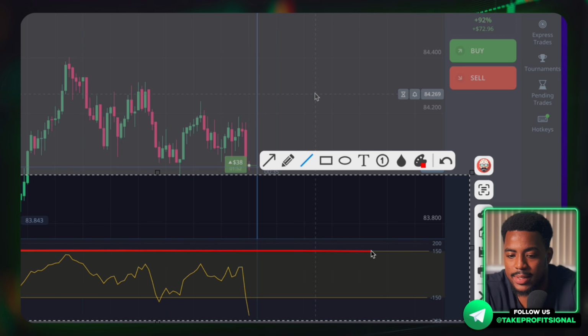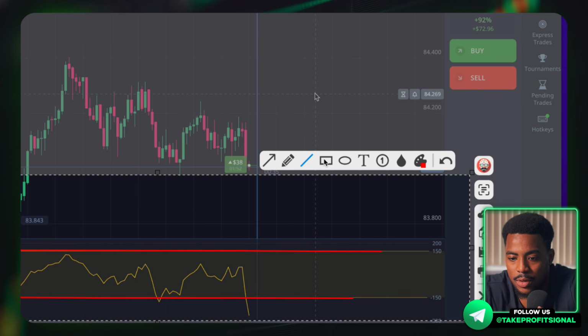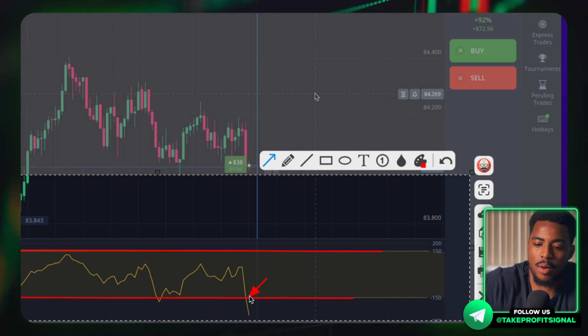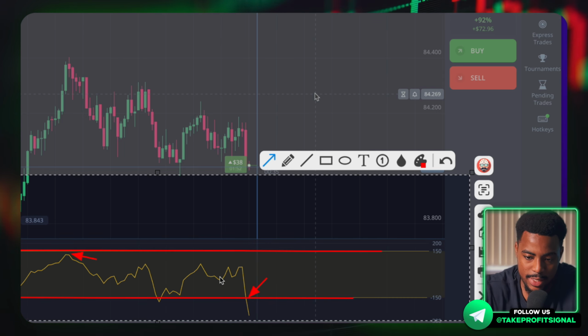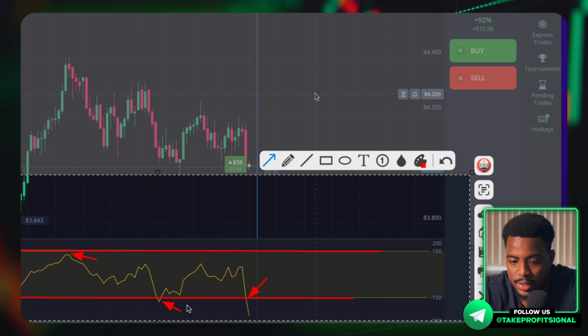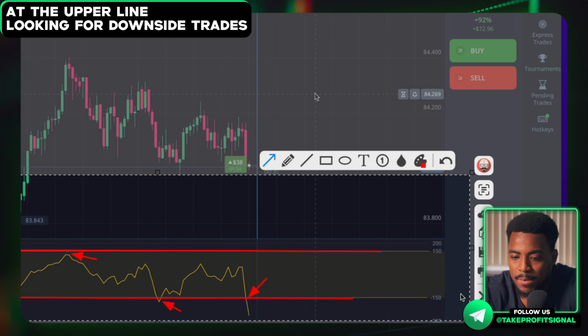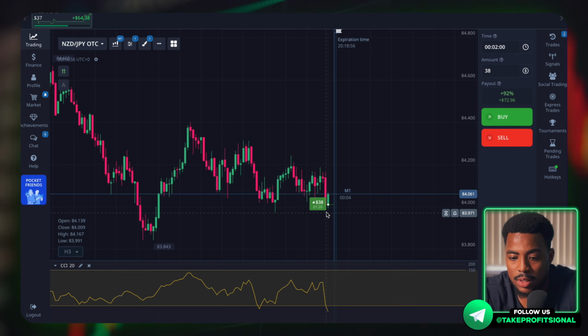This indicator has an upper line of 150 and a lower line of minus 150. When the chart of this indicator approaches the lower line or the upper line, we have opportunities to open trades on the chart. That is, when we are at the bottom line, we look for trades on the upside, as I am in this situation. And when we are at the upper limit, we look for trades on the downside.